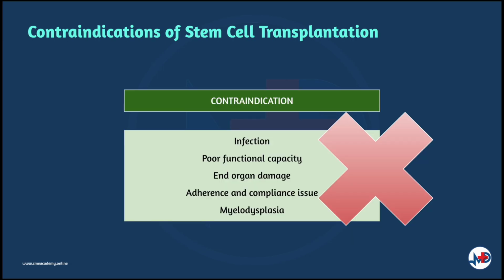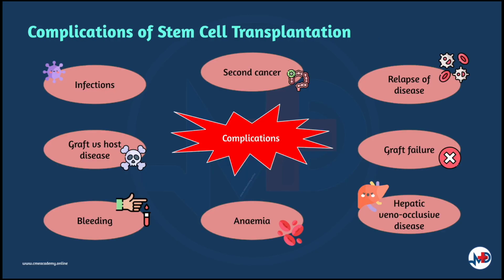The contraindications of stem cell transplantation are systemic or uncontrolled infection, poor functional capacity, and organ damage such as cardiac, renal, hepatic, and pulmonary failure, psychological factors affecting the ability to adhere to treatment and follow-up, and myelodysplasia on bone marrow examination. Stem cell transplantation is associated with some complications.